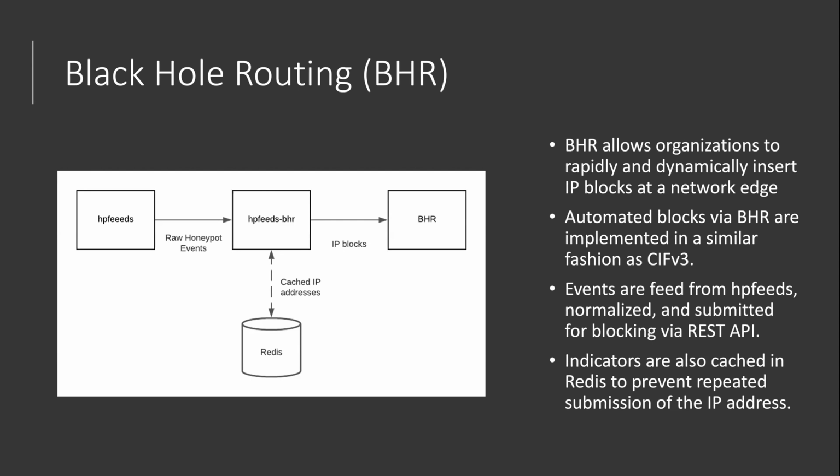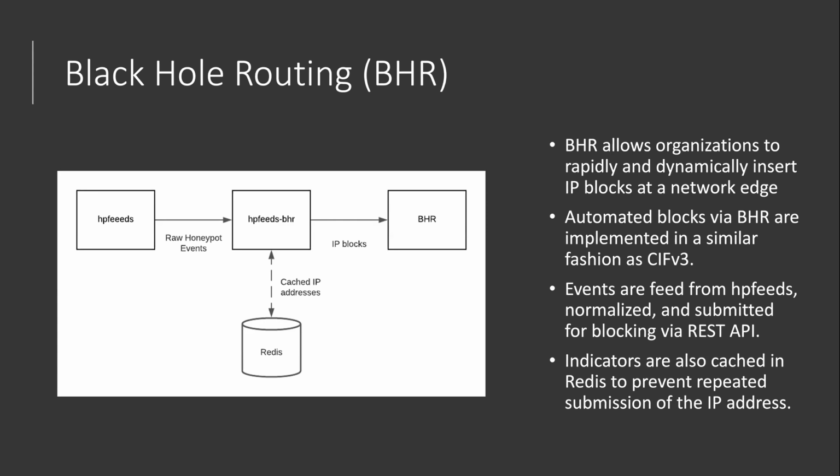It can actually do this in bulk. So if you get hundreds of indicators that you want to submit all at once, it'll roll those up and make that one submission, greatly improving the speed of getting those blocks in BHR. Using this method, we're really able to block indicators within 1 to 2 seconds of a connection to a honeypot.